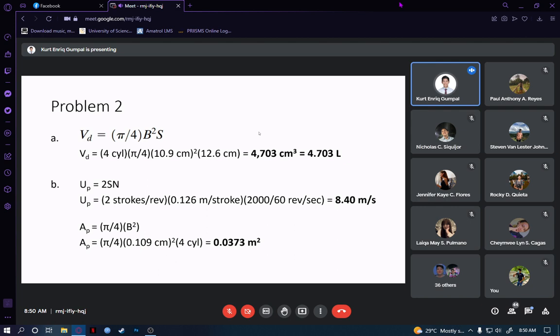Okay? Next, you have to identify the area. Now, the area is just basically your pi over 4 times your bore squared. So again, direct substitution. Pi over 4 times 0.109 squared times again the number of your cylinders, which is 0.0373. That is your total area.